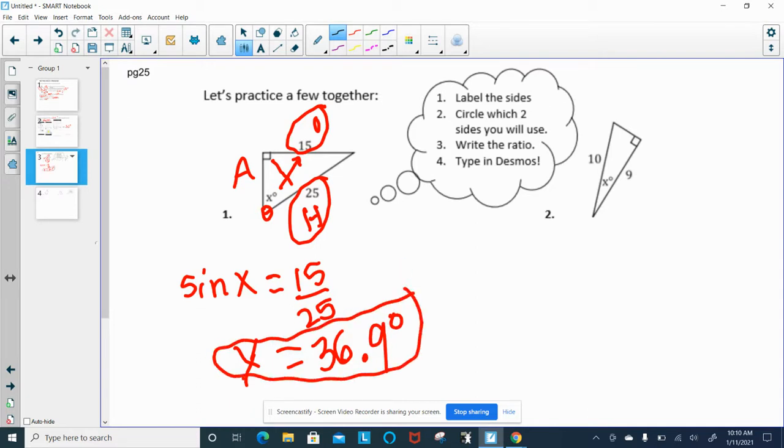These are pretty easy. When we come back together, we'll continue to work on page 25 together.